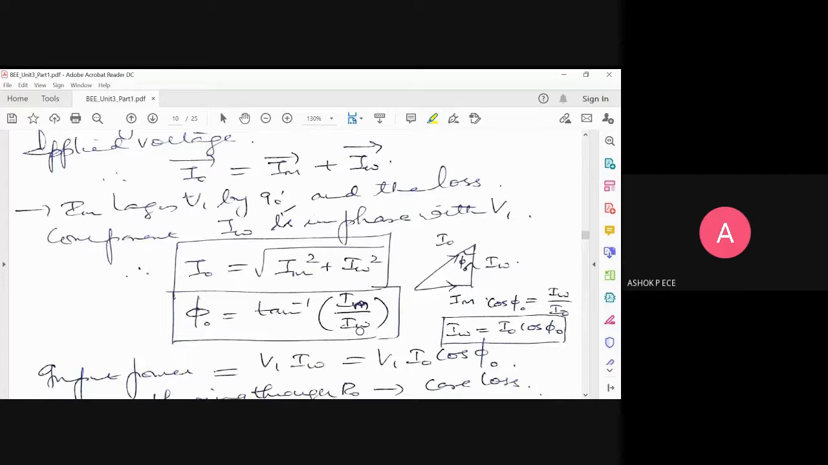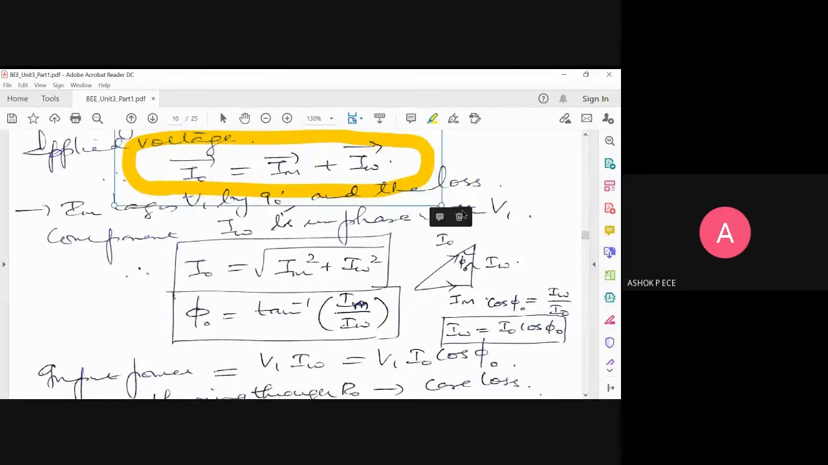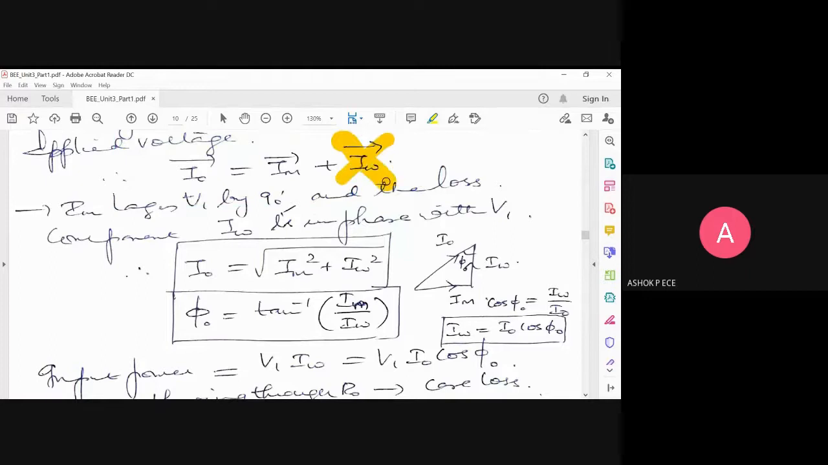Is it clear? See, in no load current, you should not add the currents blindly. It is a vector sum of currents because each current is flowing in its own direction. If both the currents are in the same phase, I can blindly add them. The current Iw has no phase, but this Im has a phase of 90-degree lag, correct? So I cannot add them blindly, so I'm adding them vectorially. So I0 equals Im vector plus Iw vector. And how will you find the magnitude? Just like complex numbers, I0 equals square root of Im square plus Iw square.